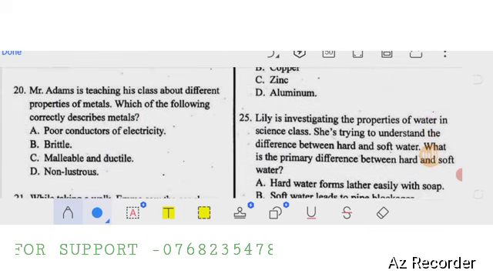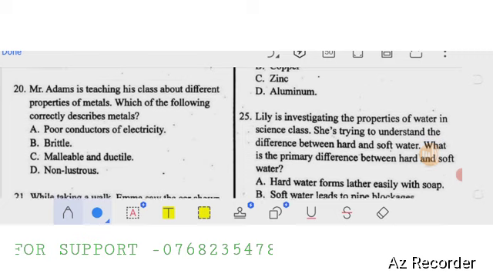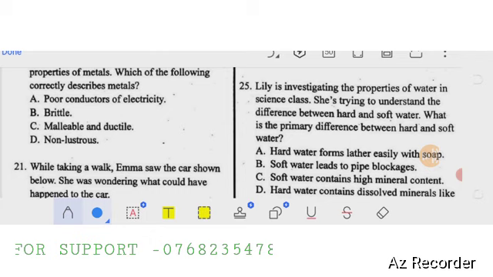Question 20. Mr. Adam is teaching his class about different properties of metals. Which of the following correctly describes metals? So metals are poor conductors of electricity, not all of them. Brittle, no. Malleable and ductile, yes. Easily drawn into wire, and at the same time they can easily be hammered into thin sheets. So metals are non-lustrous? No, they are lustrous. Lustrous meaning they are bright or they shine.